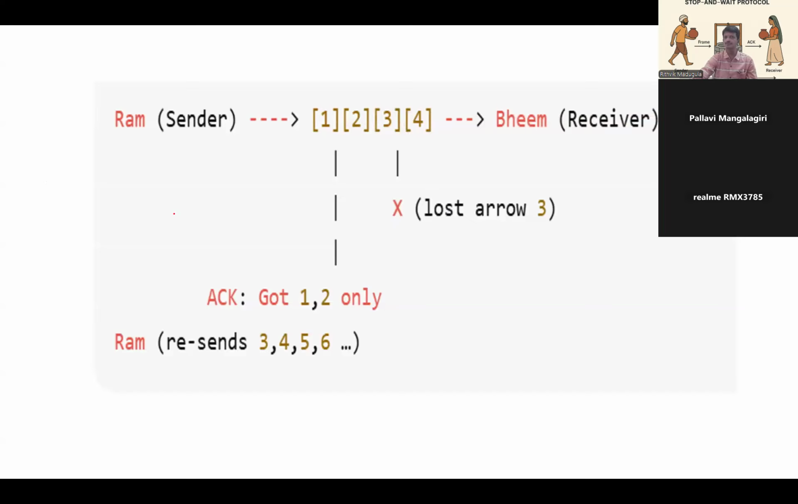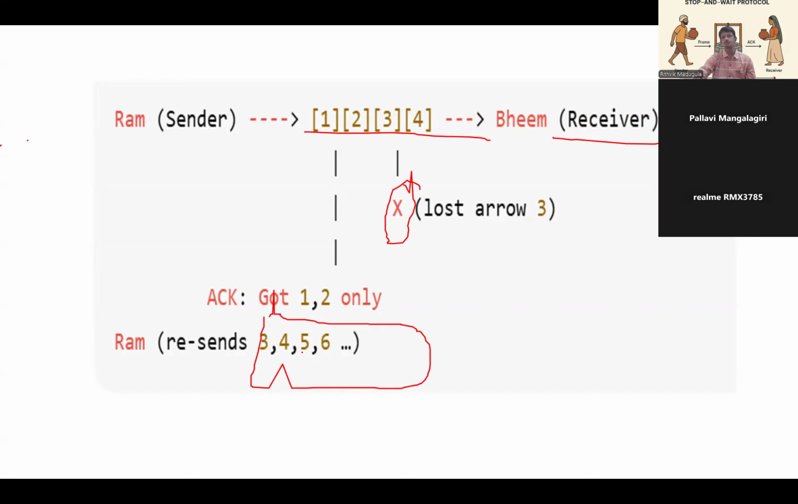So Ram is going to send 1, 2, 3, 4 packets to Beam, and they are received. See, 1, 2, 3, 4 packets are being received by the receiver. If there is any packet loss, say the third packet got lost, Beam needs to acknowledge Ram that I have lost the third packet. Now Ram needs to send packets 3, 4, 5, 6, starting from the third packet, to Beam. So this results in the go back N protocol.